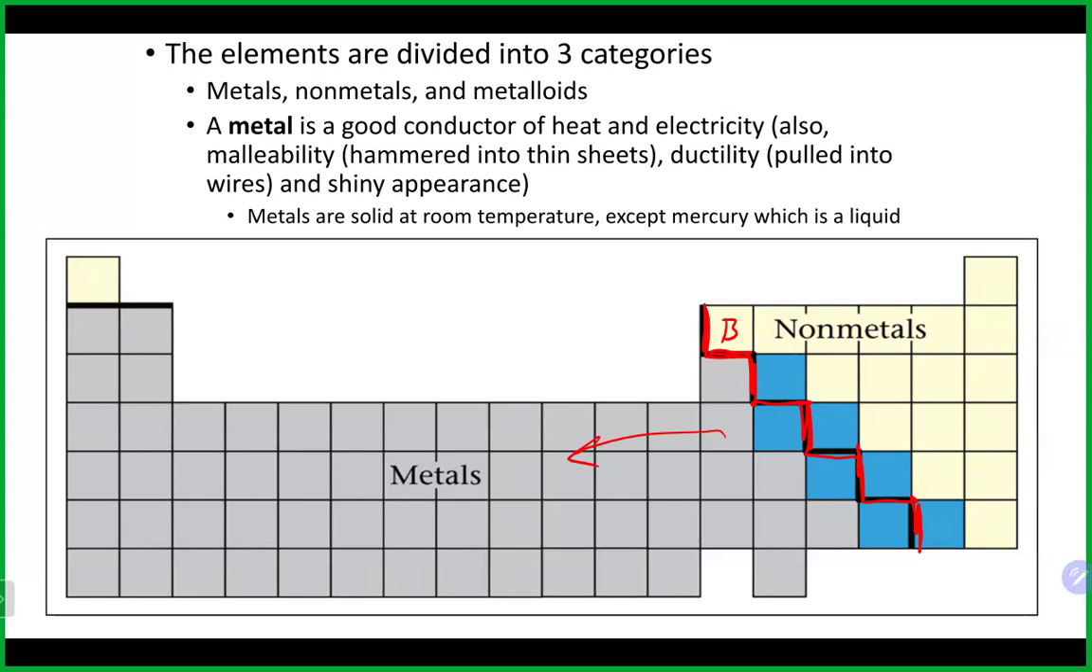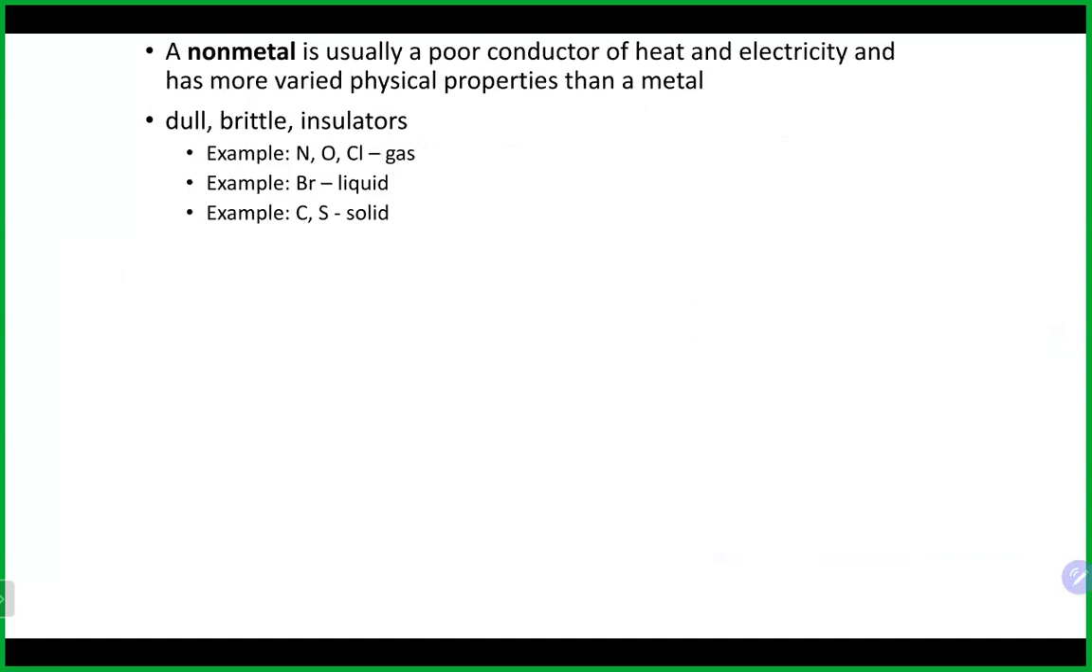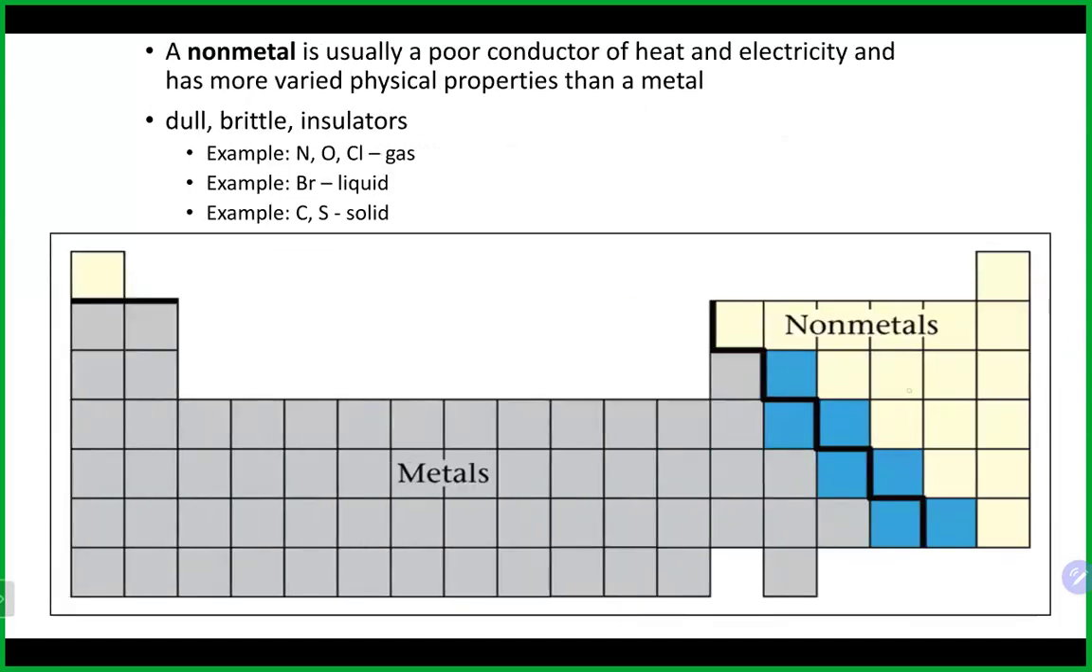On a lot of periodic tables, mercury will actually be written in a different color, like blue, to indicate that. Mercury is a liquid. All other metals are solids at room temperature, or normal temperatures. To the upper right of that staircase, going in this direction, we have our nonmetals, and they basically have the opposite sort of characteristics.